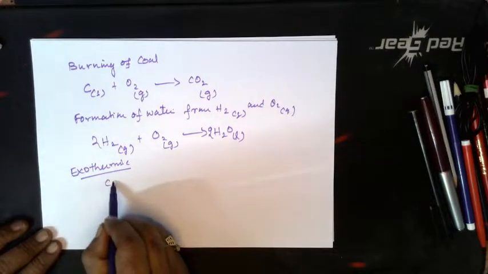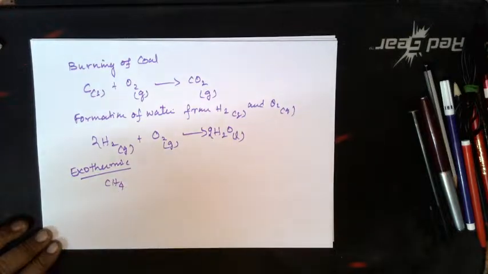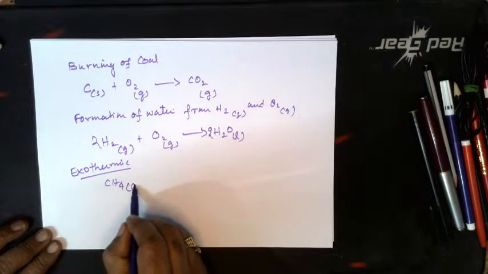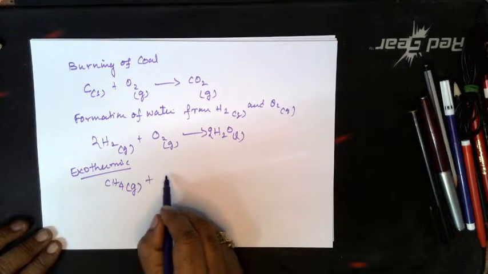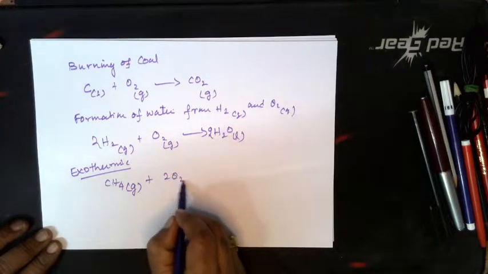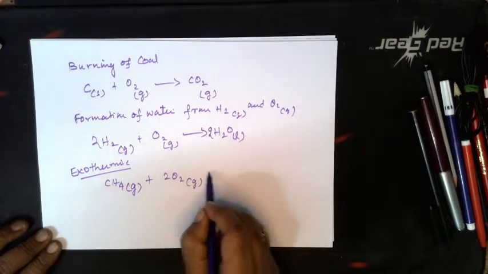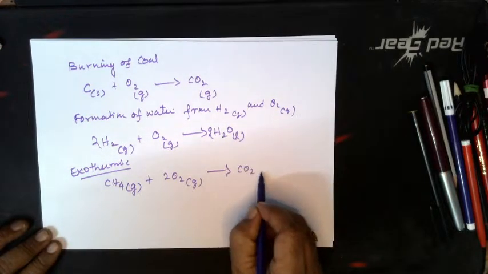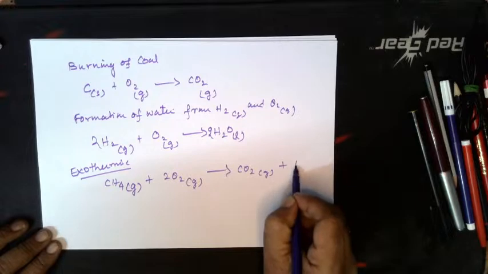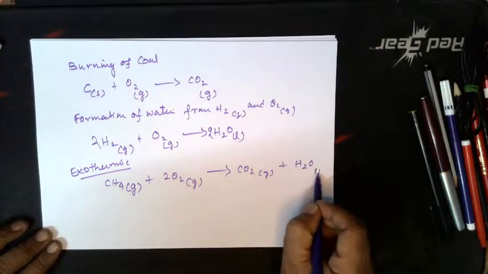Burning of methane. Take down. This is called methane, also natural gas. So burning of natural gas. You can write down burning of natural gas. That combines with 2 moles of oxygen gas to give carbon dioxide gas and H2O liquid.